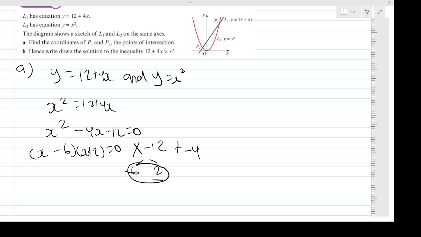But then we just set each factor to 0 to solve it, then x is 6 or x is minus 2. So that's the x values, but now we need the y values as well. To get the y value, we just substitute it into either equation. So firstly when x is 6, then y would be 12 plus 4 lots of 6. I'm just doing the calculator quickly. That would be 36, okay.